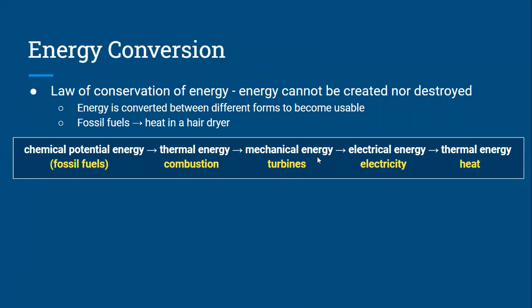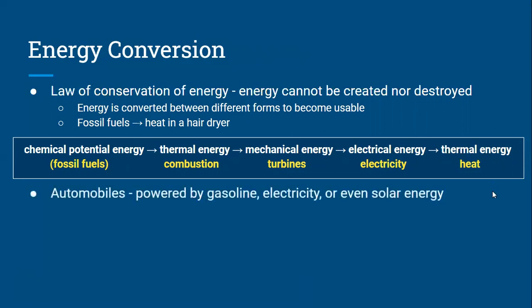That mechanical energy then spins the turbines inside of a generator. That generator creates electrical energy or electricity. That electricity travels through the power lines, out your outlet into your hairdryer, where it's then converted to heat or thermal energy to dry your hair.